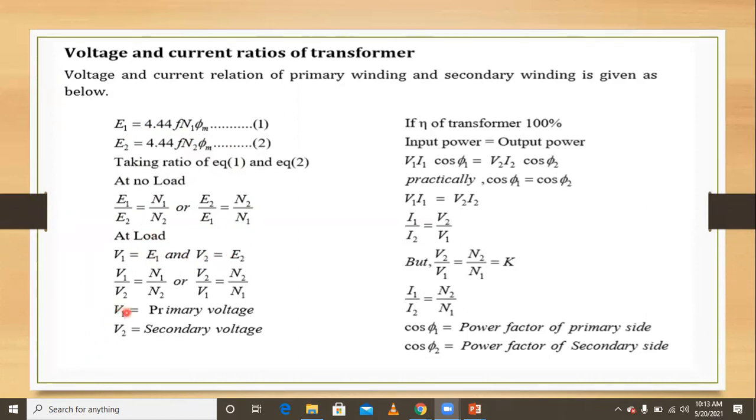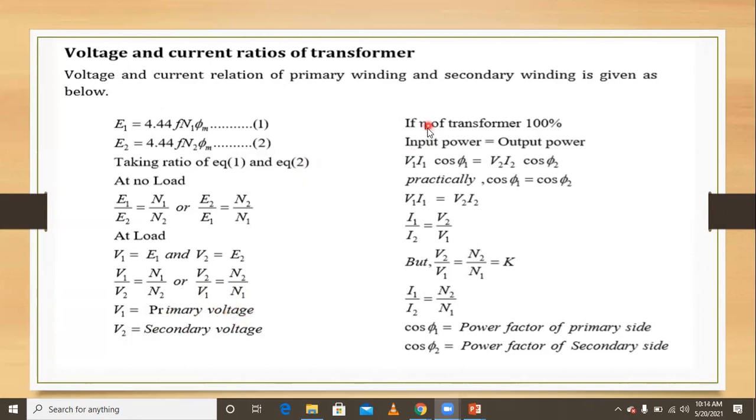At load, V1 is equal to E1 and V2 is equal to E2. Substituting, V1 by V2 is equal to N1 by N2. That is another way of expression. In the form of induced EMF, E1 by E2 is equal to N1 by N2, or E2 by E1 is equal to N2 by N1. In the form of supply voltages, when the load is connected, V1 is approximately equal to E1 and V2 is equal to E2, so V1 by V2 is equal to N1 by N2, or V2 by V1 is equal to N2 by N1. V1 is called the primary voltage and V2 is called the secondary voltage.